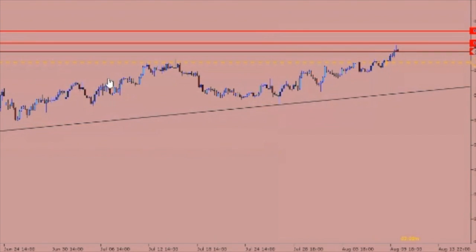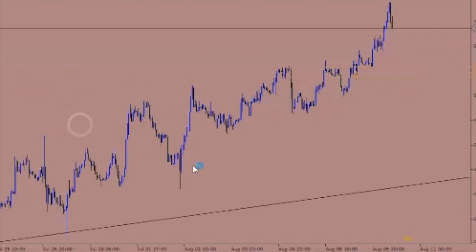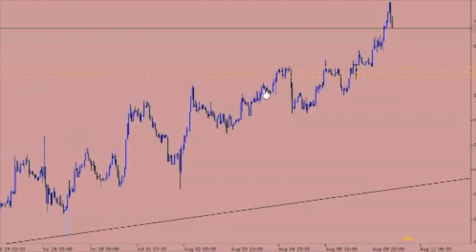So the first part was the Fibonacci. We came in and we said, okay, right now we're around that 78.6. The second part is the formation. We can see that this is a rising wedge. If we bring this to the hour one, we can see that this is a rising wedge right here.